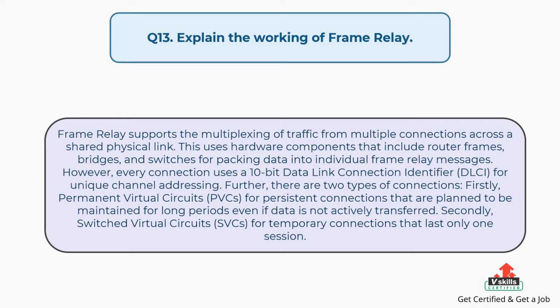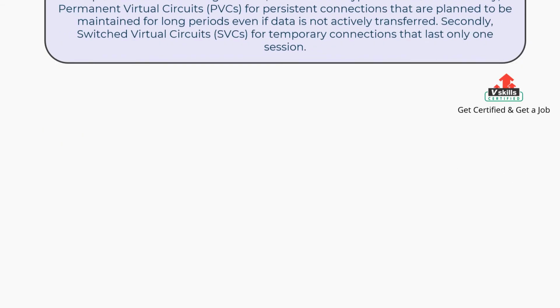Further, there are two types of connections. Firstly, permanent virtual circuits for persistent connections that are planned to be maintained for long periods even if data is not actively transferred. Secondly, switched virtual circuits for temporary connections that last only one session.